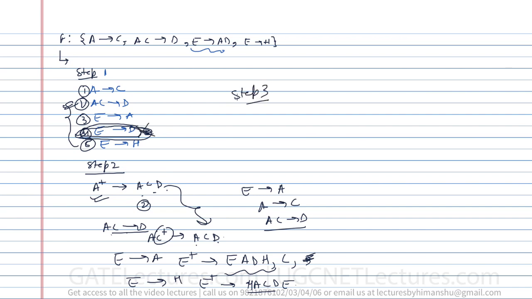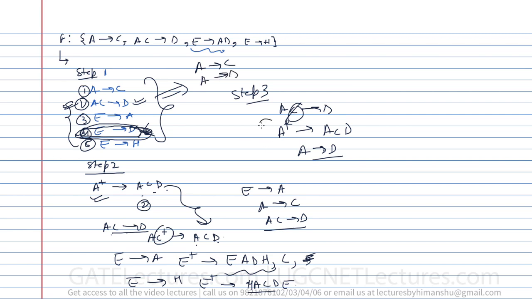Now in step 3, you can clearly see AC determines D is there. If you take A closure, I can get ACD, so C is not required here. If you remove C, it can be written as A determines D. So what functional dependencies can you get? We have A determines C, A determines D, because in step 3 we removed this C, then E determines A and E determines H. With these functional dependencies, you can see this is the minimal set which is representing the above set. Okay, so this is how you can minimize the functional dependencies.